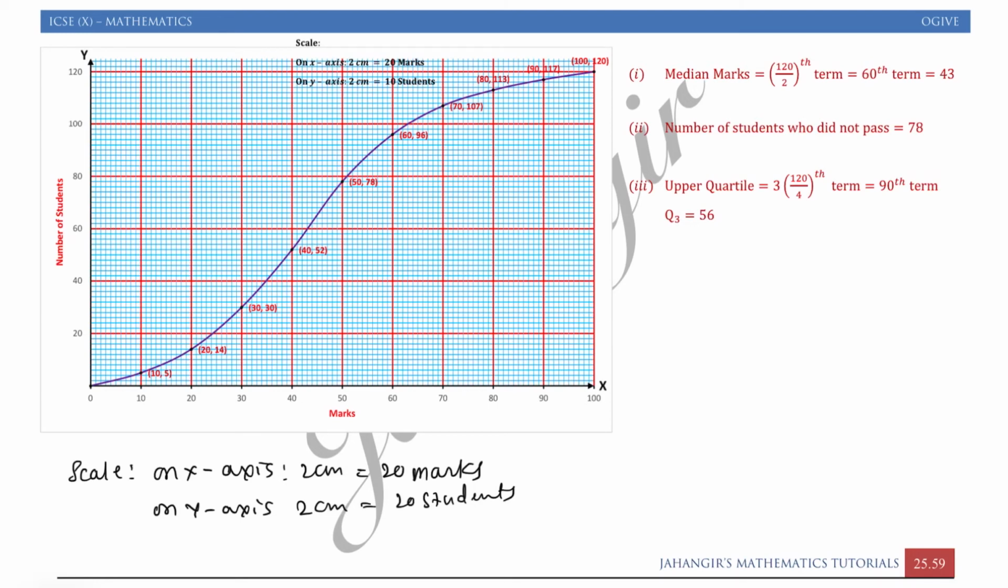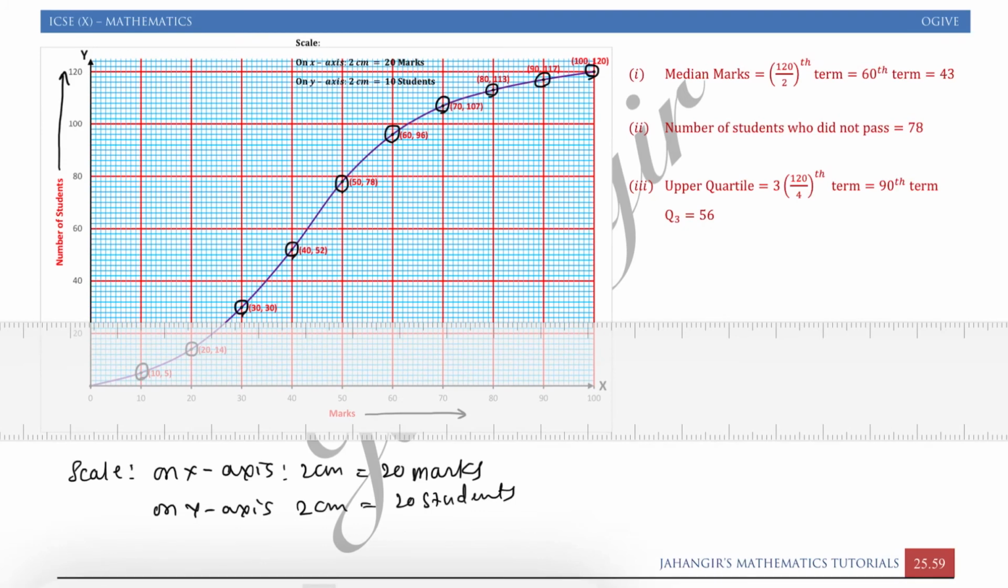So we'll just plot the points. Your graph will look like this. After completion, write down x-axis, y-axis, mark arrows, label the x-axis and y-axis, and label coordinates. Everything should be done before starting with the question answers. First we have the median marks. The total number of students is 120, so 120 divided by 2 is the median.